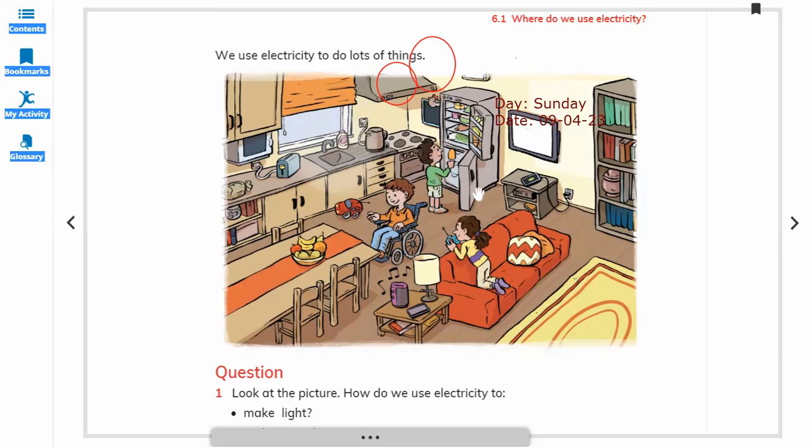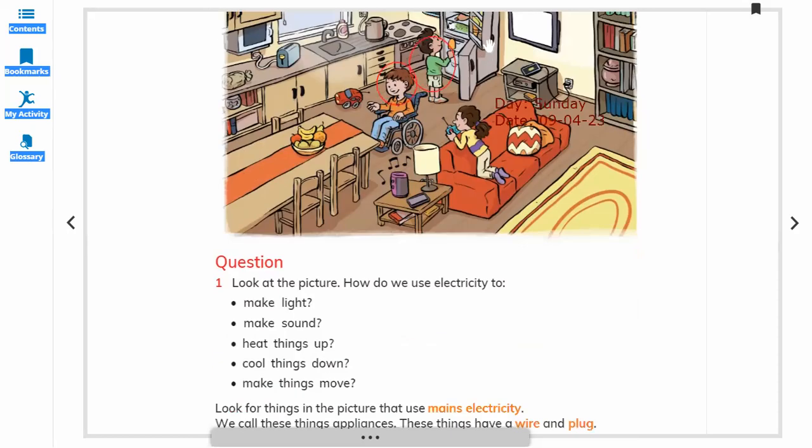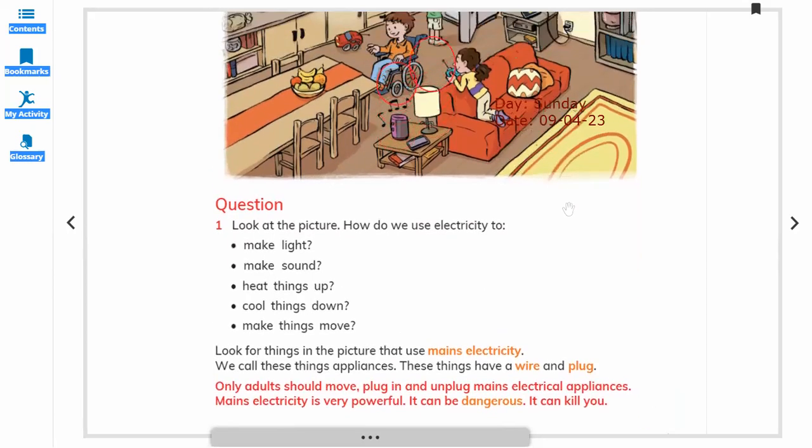Fridge is using main electricity. Television is using main electricity. The phone is charging, so it is also using main electricity, but it has a battery inside. So using a phone with wet hands is not dangerous, but those things that work with the wire and switches, using wire and plugs, these are using main electricity.